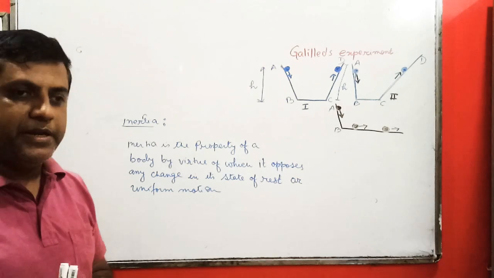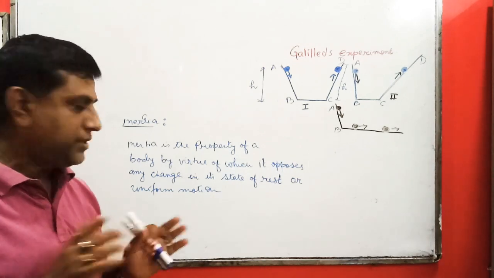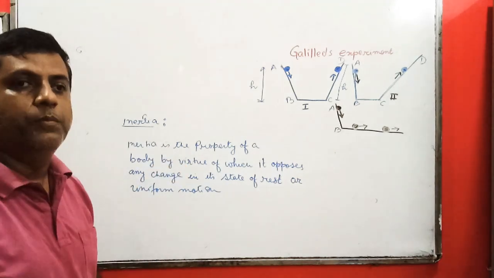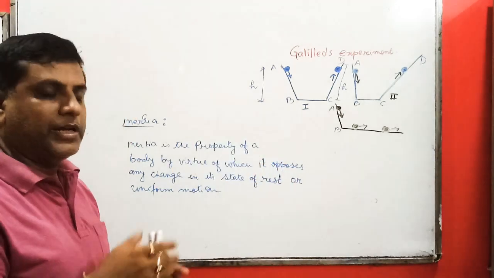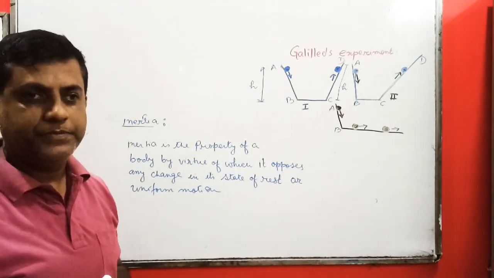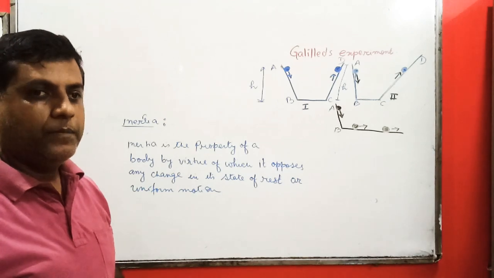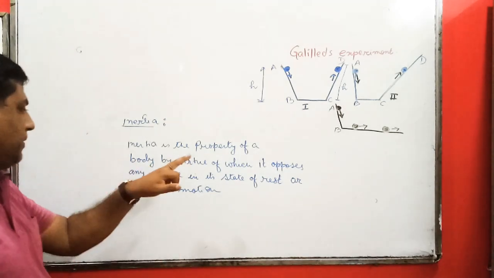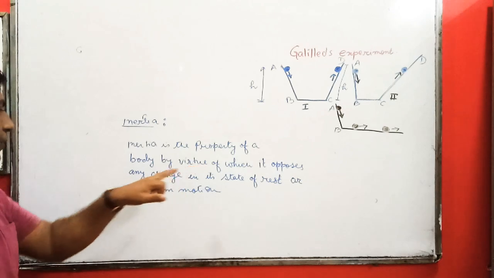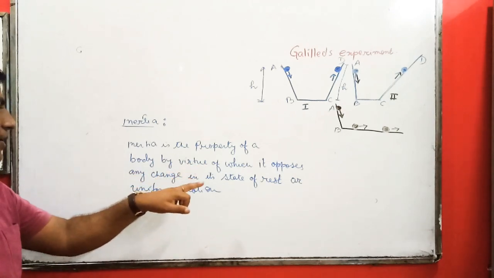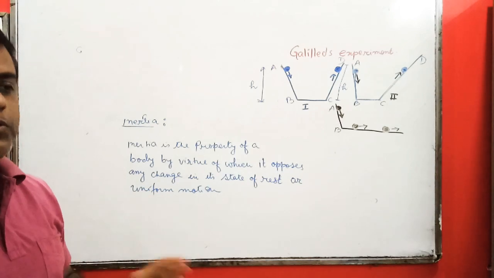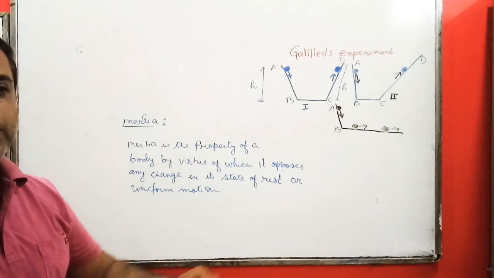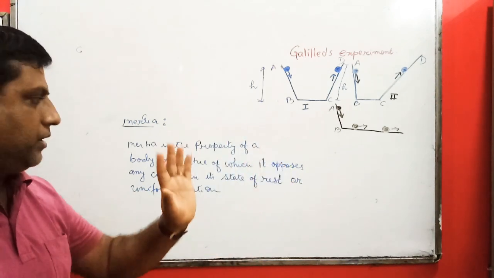Suppose I am standing here, inertia does not allow me to move. I am in motion, inertia does not allow me to what? Change my direction. Okay. So inertia is the property of a body by virtue of which it opposes any change in its state of rest or uniform motion. Or you can say tendency of a body to remain at rest or in what? Motion. That is called inertia.